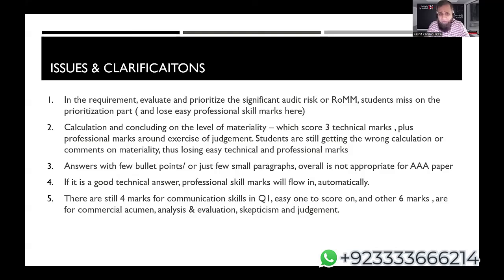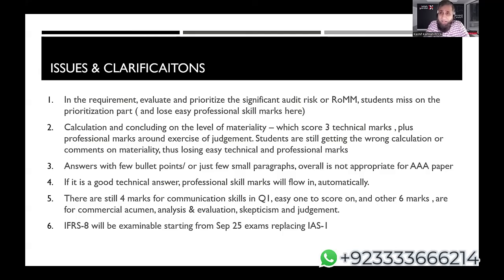The rest of the marks are about commercial acumen, analysis and evaluation, skepticism and judgment. I just gave you point number 1 and 2 above, which fall under question number 1. So that can help you gain a lot of marks around analysis and evaluation and judgment. But 4 easy marks coming from communication, at least that should not be lost.